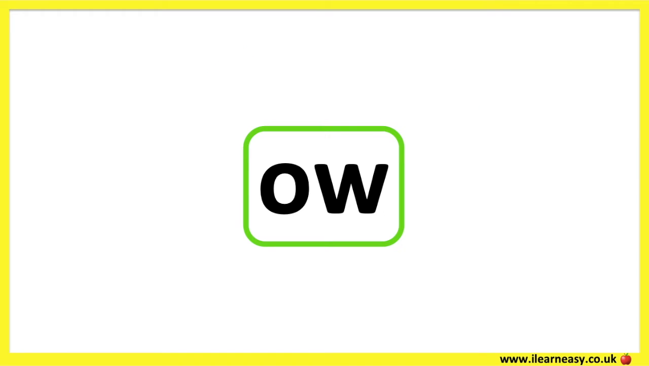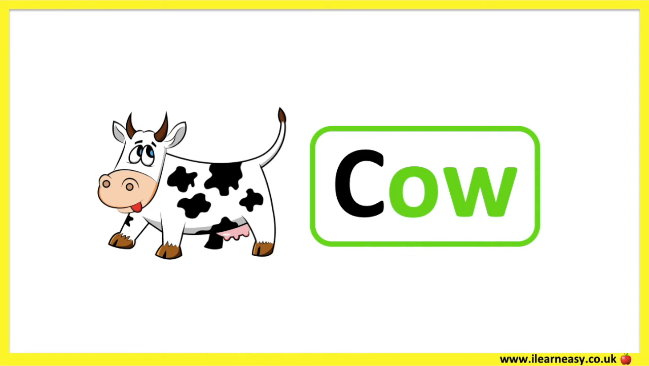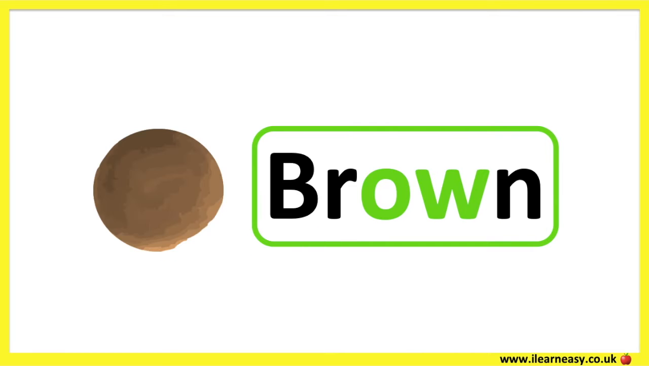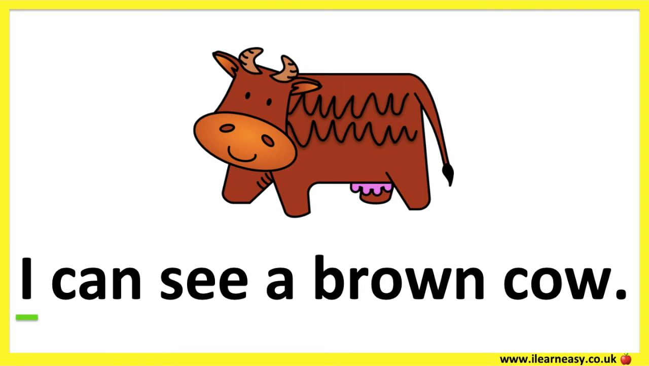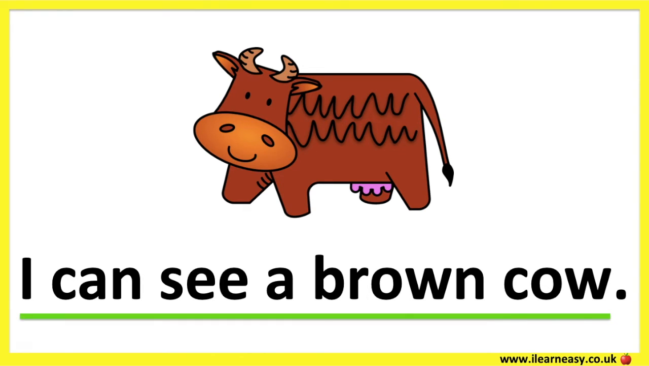The letter combination O and W can make the ow sound. Ow. Cow. Cow. Brown. Brown. I can see a brown cow. I can see a brown cow.